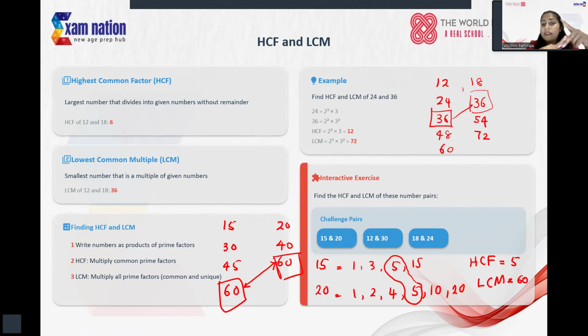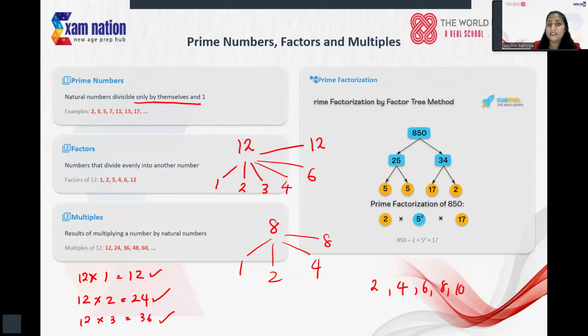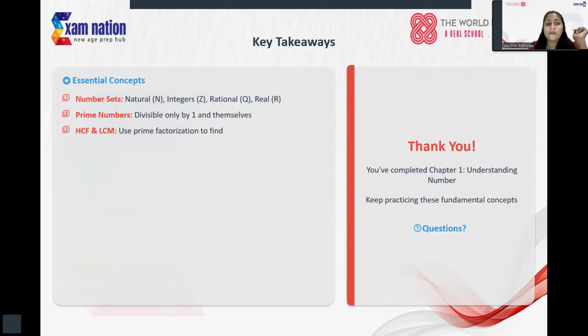I think you got the basic idea about the set of numbers and then the highest common factor, least common multiple, and the previous topics, prime numbers, factors, and multiples. Okay, then here, what are the things you need to remember? We have four number sets. The mother set of numbers is real numbers. Then the rational number set is a subset of real numbers, and the integers is a subset of rational numbers, and the natural numbers is the smallest subset of all sets.